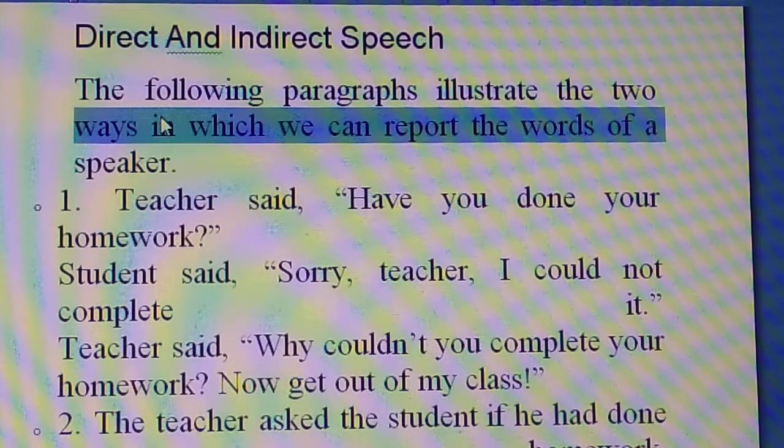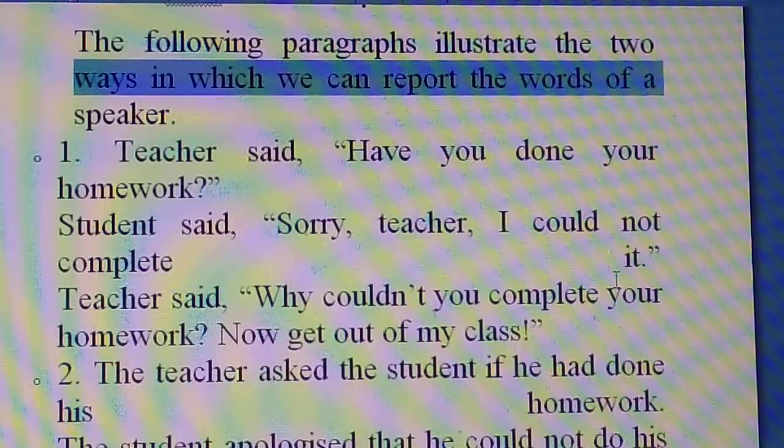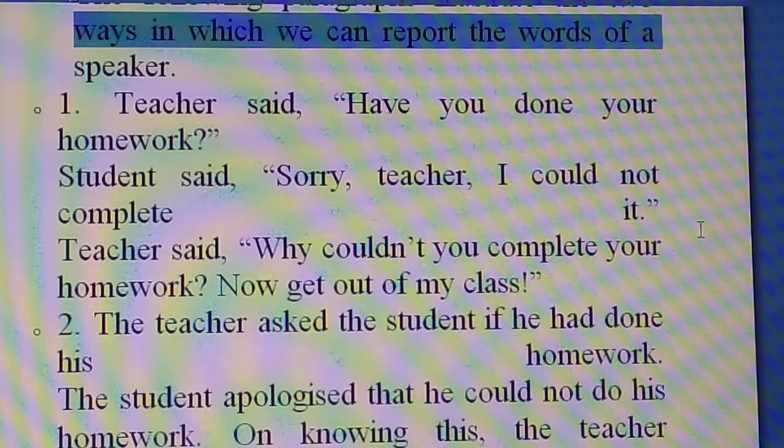The following paragraphs illustrate the two ways in which we can report the words of a speaker. 1. Teacher said, "Have you done your homework?" Student said, "Sorry, teacher, I could not complete it." Teacher said, "Why couldn't you complete your homework? Now get out of my class."